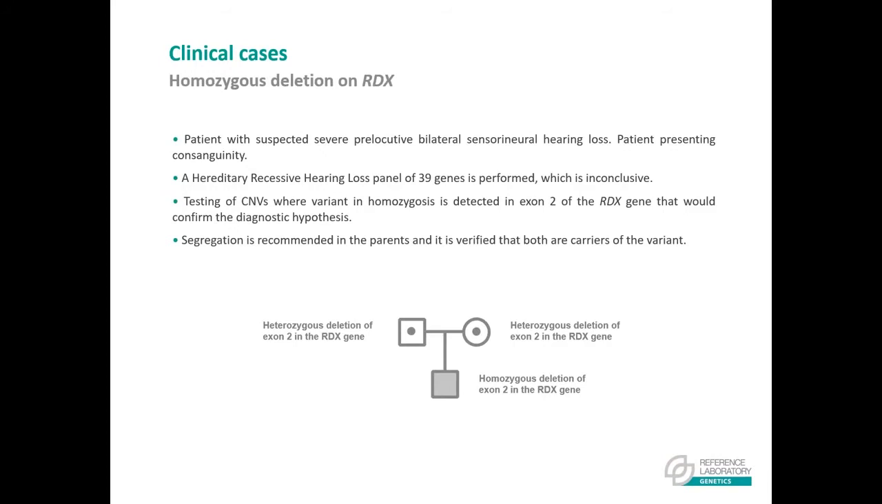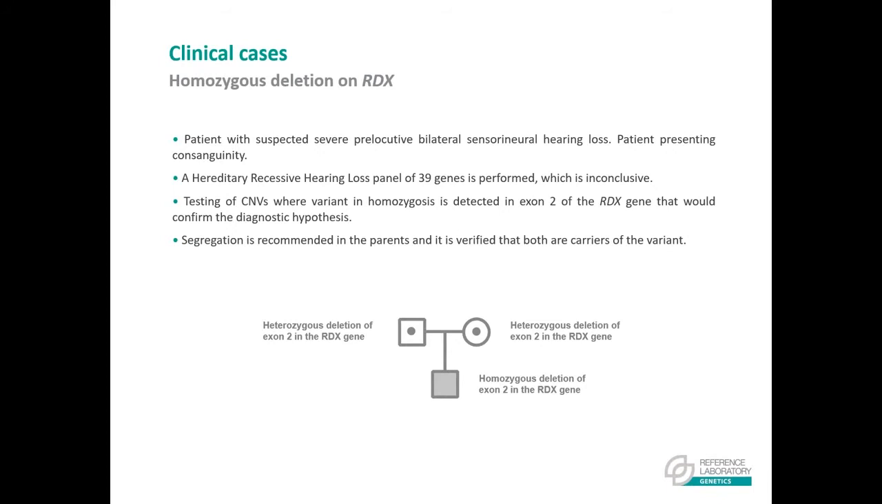Firstly, I will talk about a patient with suspicion of severe bilateral prelocutive sensorineural hearing loss. In addition, he was a patient with consanguinity. A panel of 39 inherited recessive hearing loss genes was performed, but it was inconclusive. A month later, it was decided to perform a copy number variant analysis, where a homozygous variant was detected in exon 2 of the RDX gene that would confirm the diagnostic hypothesis.